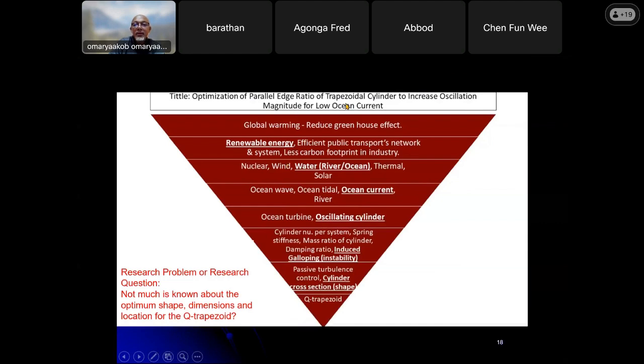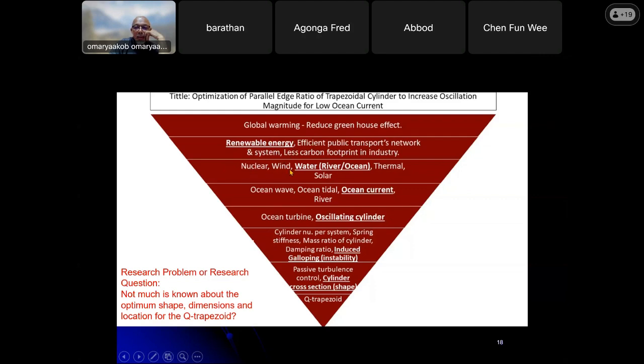And then this is about a trapezoidal cylinder to increase oscillation magnitude for low ocean current. This is about ocean energy, about ocean current. They want to develop a device to get the energy using the oscillating cylinder. So, of course, they start with the big one. We need to reduce the greenhouse gas effect. Various people are studying renewable energy and so on. So he's looking at renewable energy.